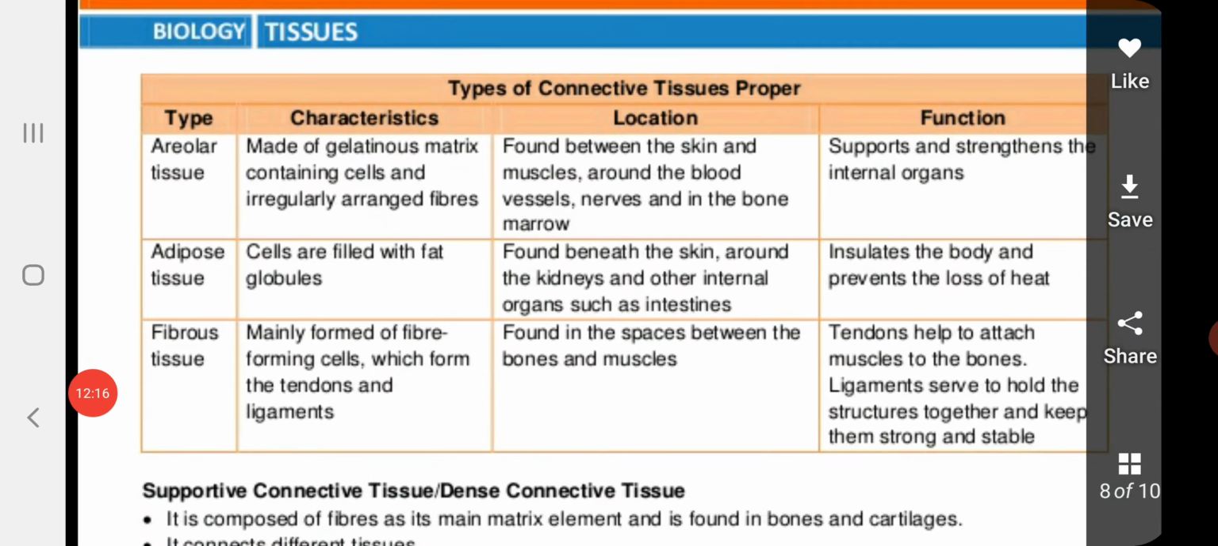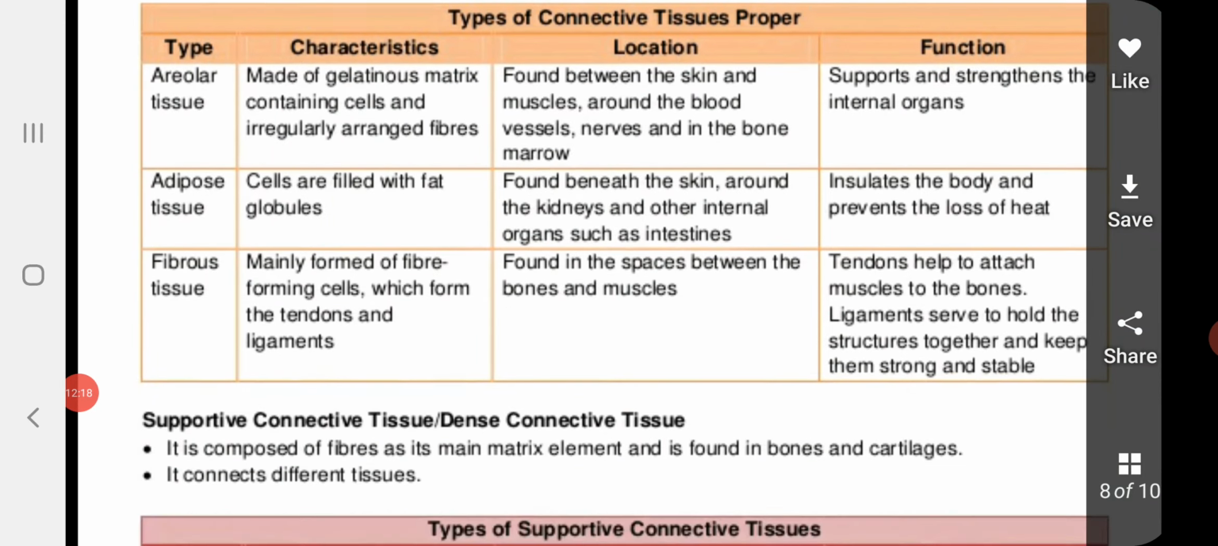We have different types of connective tissues. Areolar tissue, adipose tissue, and fibrous tissues are present. They give strength to the internal organs, insulate the body and prevent the loss of heat. In the fibrous tissue, tendons help attach muscles to the bones, and ligaments serve to hold structures together and keep them strong and stable.